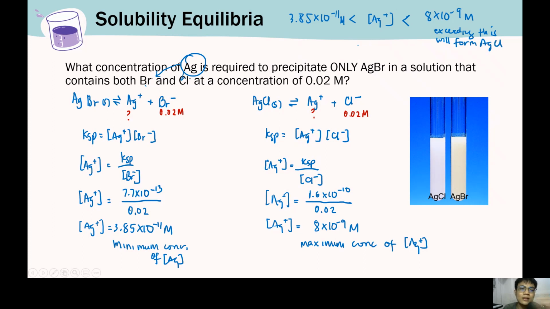So, ibig sabihin, kapag mag-add ka ng silver, it must be just within this range. Okay? If you exceed that, wala na. Pangit na yung results. And don't worry, walang ganito sa quiz. Walang ganito sa quiz. We just added this in the PowerPoint so that you can see the applications, okay, of solubility equilibria. Diba, remember, in doing chemical analysis, no, we should be able to separate our ions.